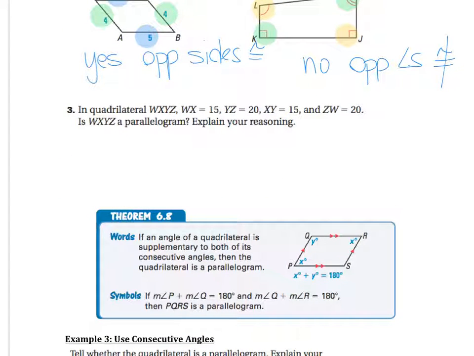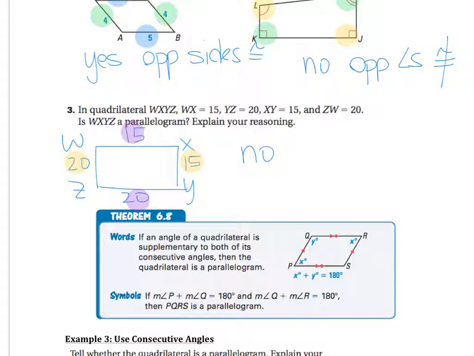In the next example, it's better to draw a picture. We have this quadrilateral, WXYZ. It says that WX is 15, YZ is 20, XY is 15, and ZW is 20. So marking out my opposites, looking for the yellows to be congruent and the purples to be congruent, and they are not. So opposite sides, not congruent, not a parallelogram.